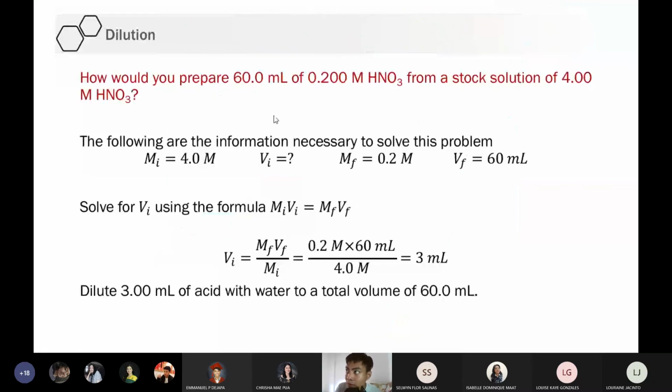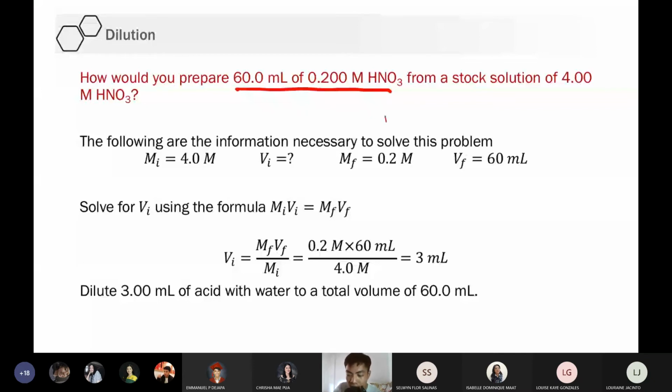Okay? So, yeah. Now, let's try to use this equation. How would you prepare 60 ml of 0.2 molar nitric acid from a stock solution of 4 molar nitric acid? Dissect natin yung problem. Ang daming numbers. Okay. So, usually, yung complete details, ito yung final condition. Okay? So that means the final volume is 60 ml and the final concentration is 0.2 molar.